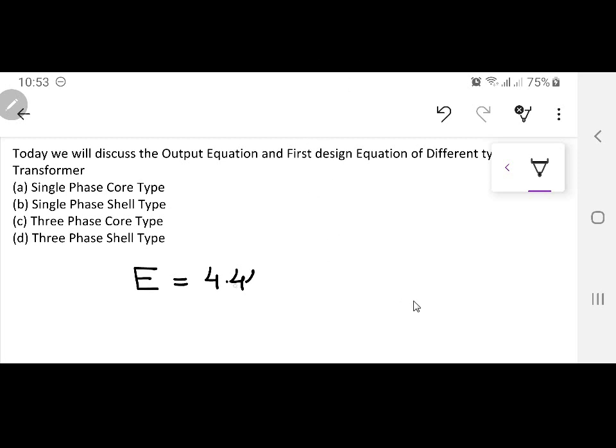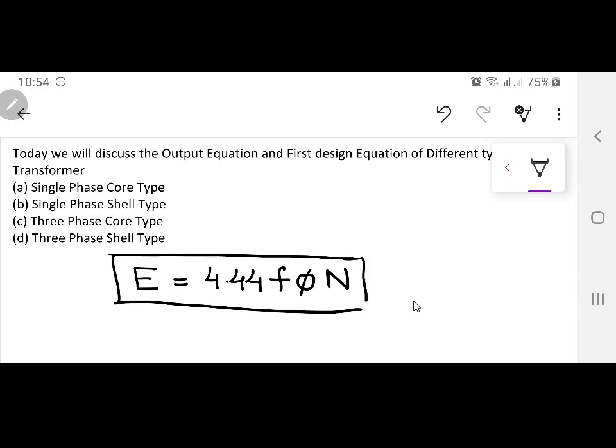Okay, so this is E equal to 4.44 f into the flux, and then you have the N. Can anyone tell me what this equation is? You must have encountered this equation before as well. So tell me, E is equal to 4.44 f flux phi N. Where does this equation come from, what is it telling, and how?